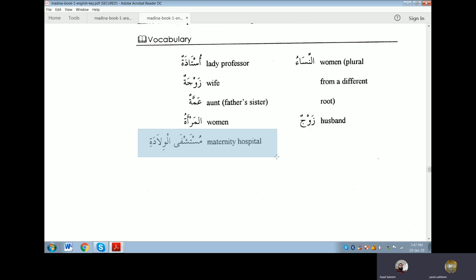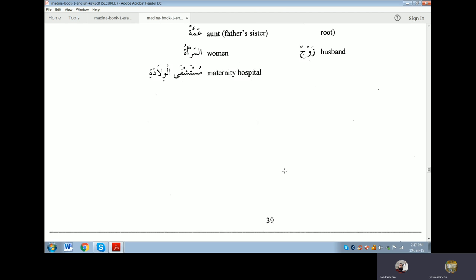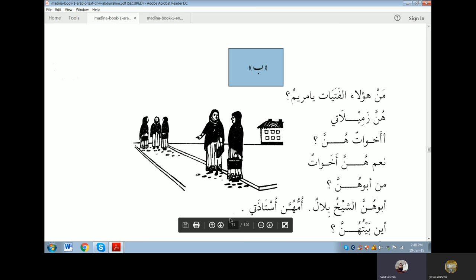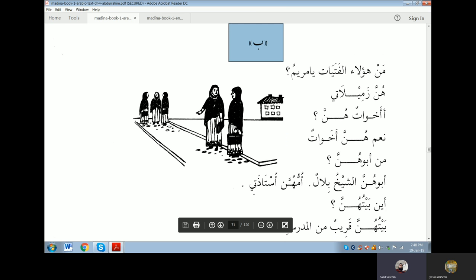Mustashfa al-wiladati. Mustashfal wiladati, maternity hospital. Okay. Part C is here, and note this page, page number 43 on PDF. Okay, page 43 on PDF. Now open the book, and here we have page number 71 on PDF. So start reading this.